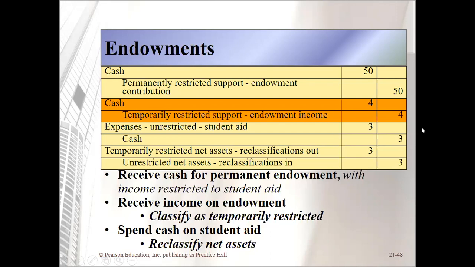And then if, for example, this is to be used for payment of expenses for student aid, in other words, this is like a form of support for the tuition fees of students. So we have to release first the amount here from temporarily restricted, that's the out, and the in to unrestricted, before we pay the expenses by debiting expenses and crediting cash.